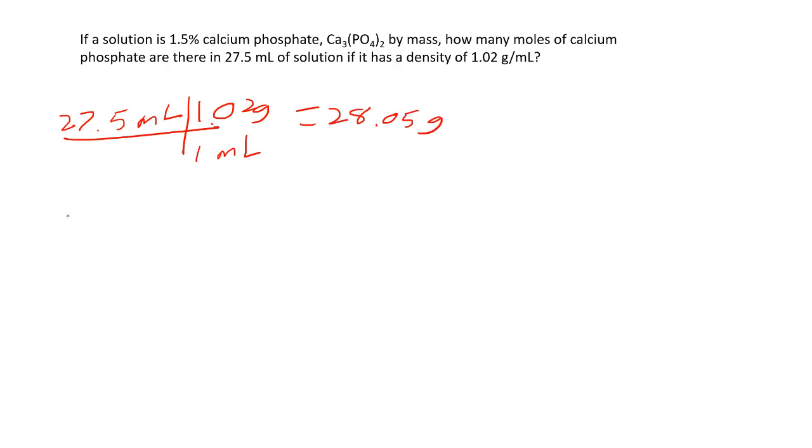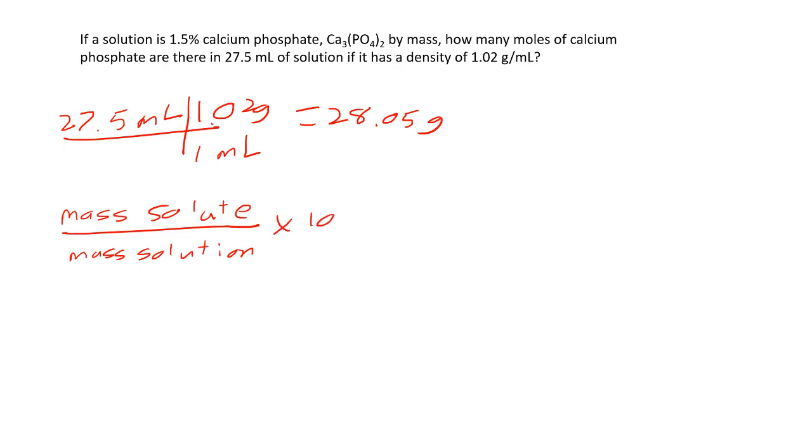We then have our equation for percent by mass. So first I'm going to write it out with the names. Mass solute over mass solution, then we're going to multiply that times 100%, and that is going to be equal to our percent by mass.